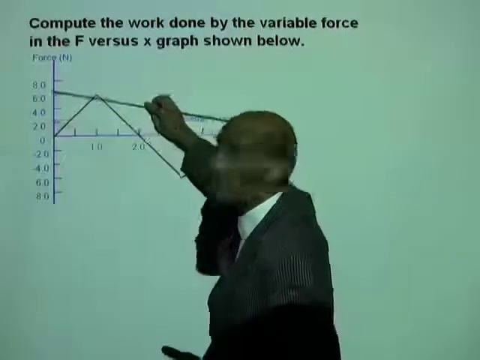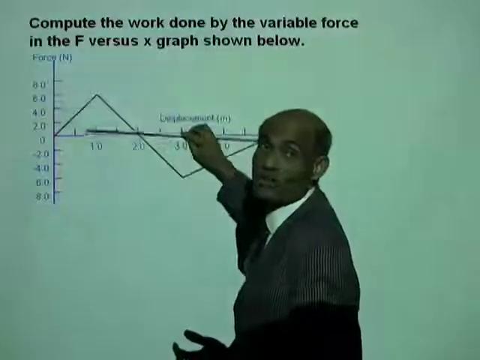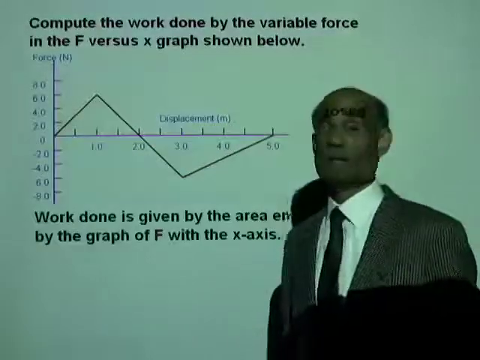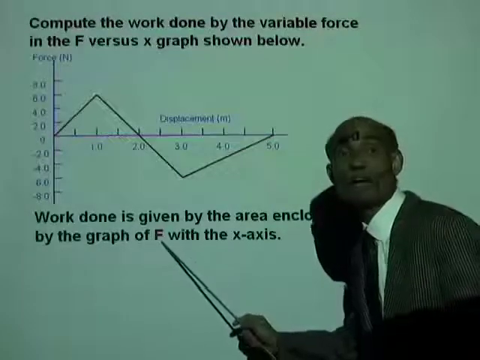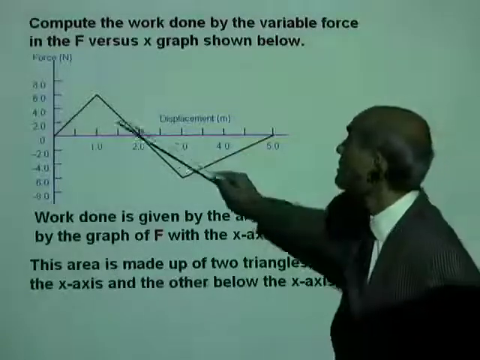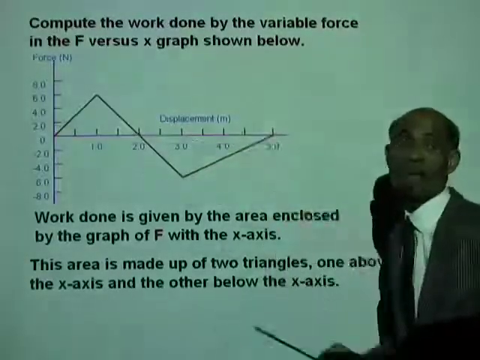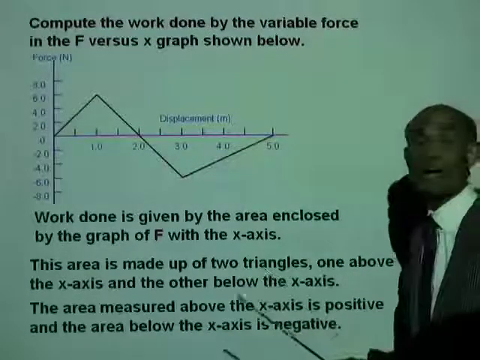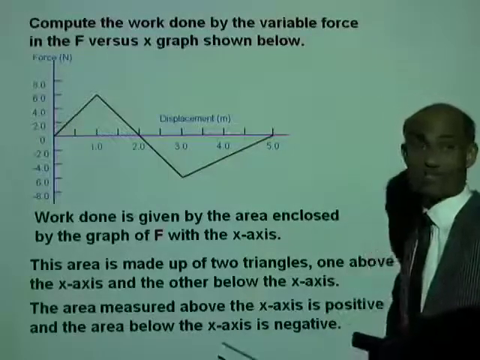So there are two triangles here. The area of the triangle above the x-axis is positive. The area of the triangle below the x-axis is negative. Work done is given by the area enclosed by the graph of F with the x-axis. Now this area is made up of two triangles, one above the x-axis and the other below the x-axis. The area measured above the x-axis is positive and the area measured below the x-axis is negative.